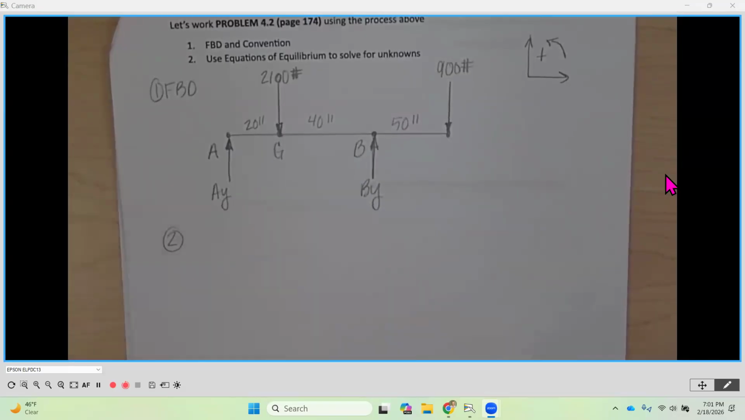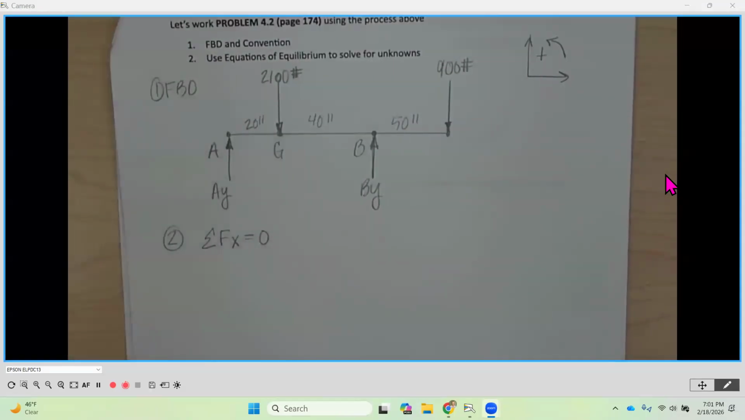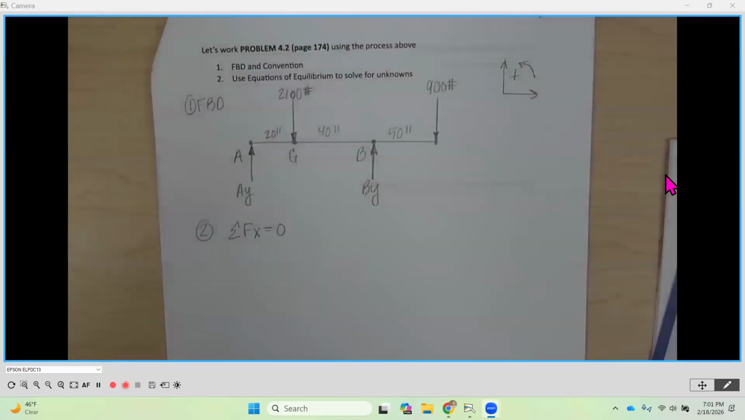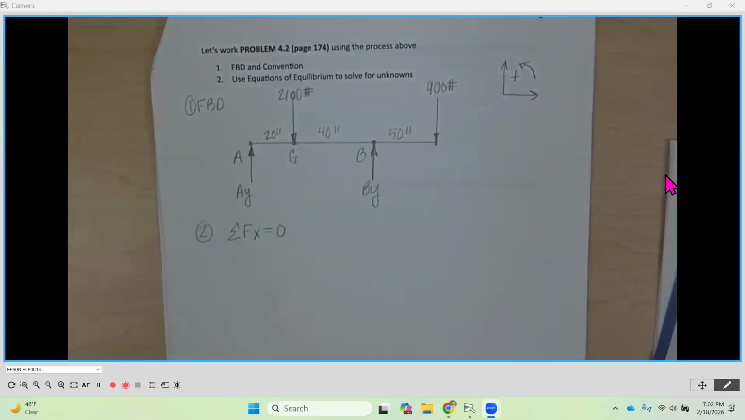Sum of the forces in the x equals 0. Do I have any forces in the x direction? No. So there's nothing to do there. So you're going to notice I have some of the forces in the y, right? So I'm just going to leave it at that, because there's nothing to solve for. There's nothing to add in here. If I had some horizontal forces here, I would add those on the left-hand side, but I don't. So we're just not going to continue on.